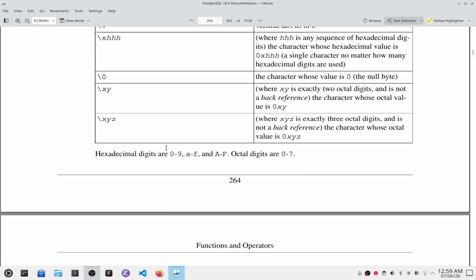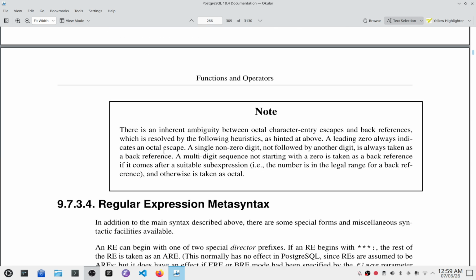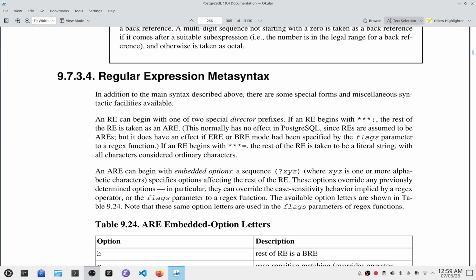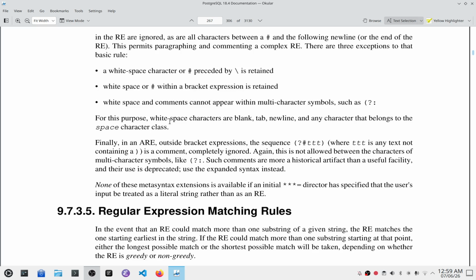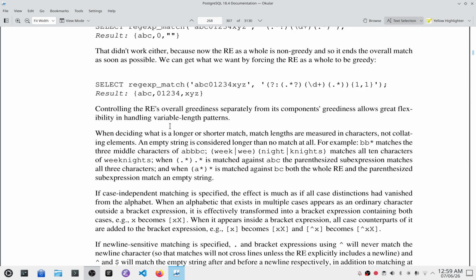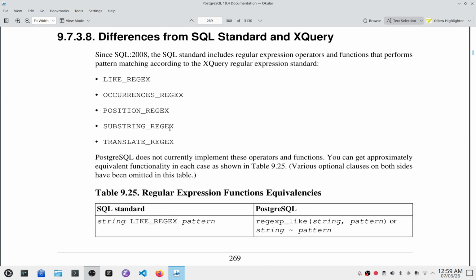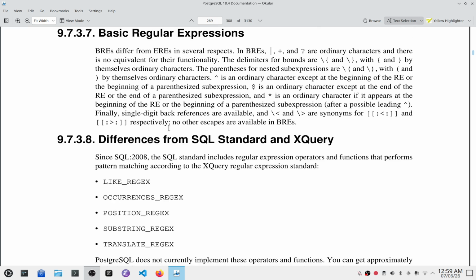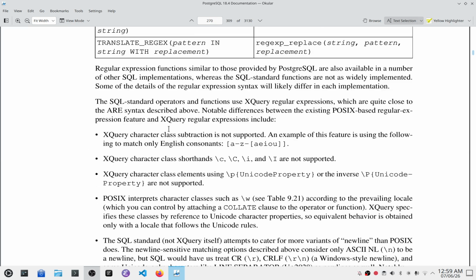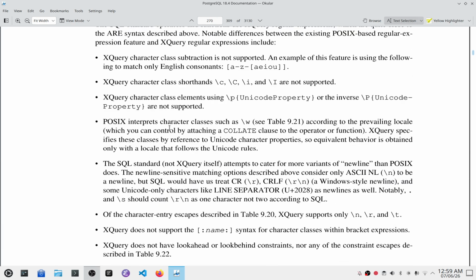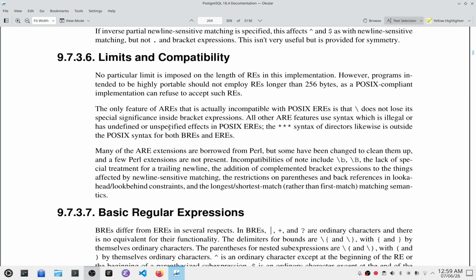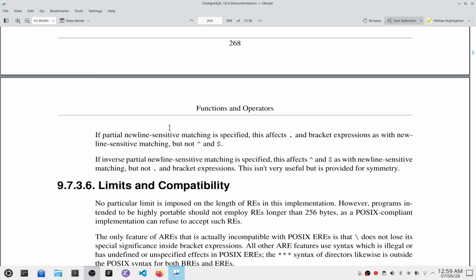Tomorrow we should be able to finish this. Let's see how much we have left. Regular expression metasyntax is here, and then this. Yes, tomorrow we should be able to finish this, and the day after tomorrow we will see some complicated real-world examples of regular expressions, and we will finish this entire topic of regular expressions.